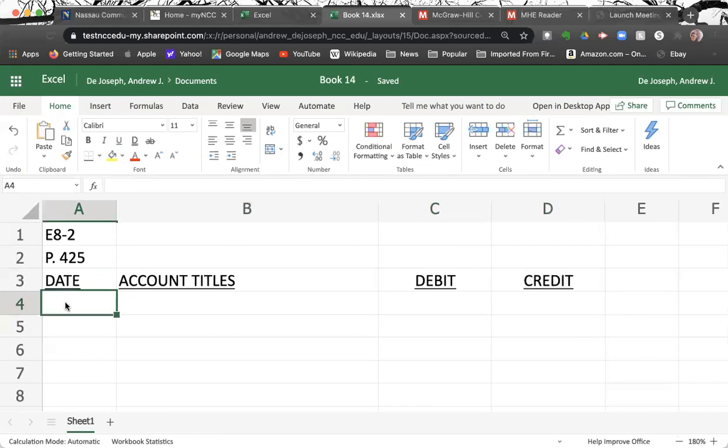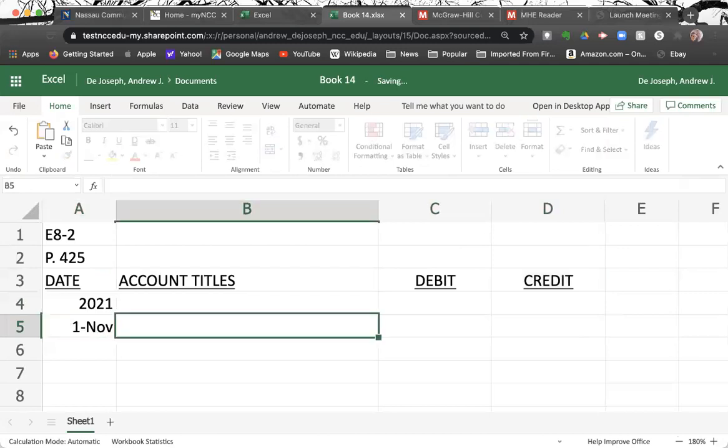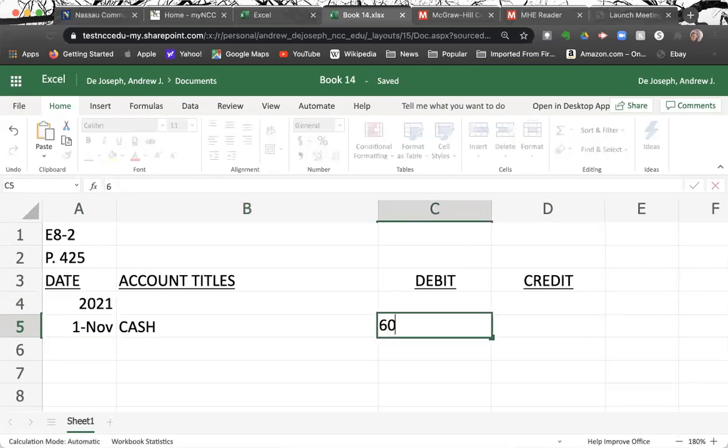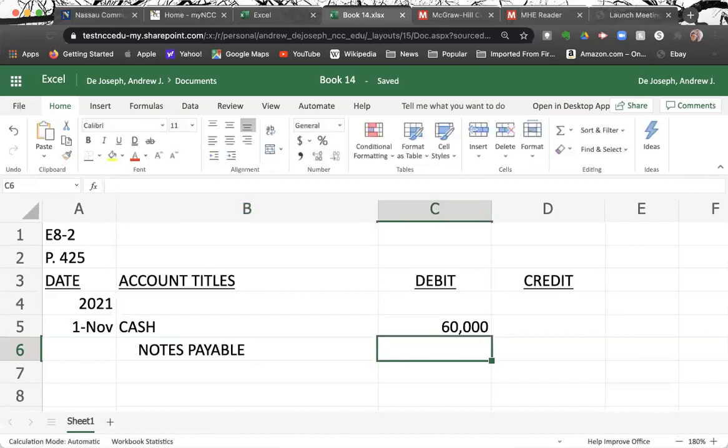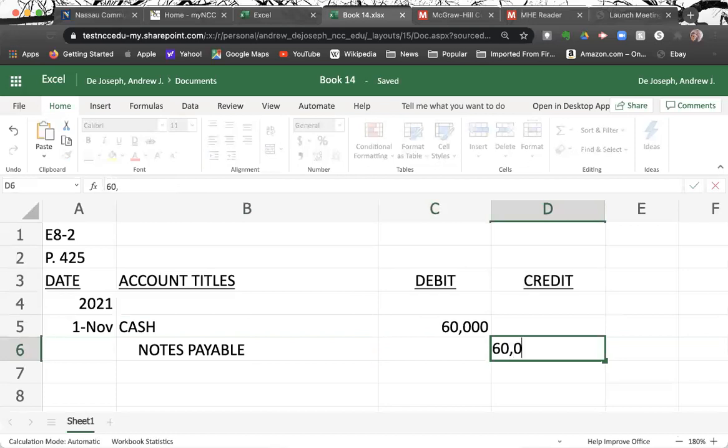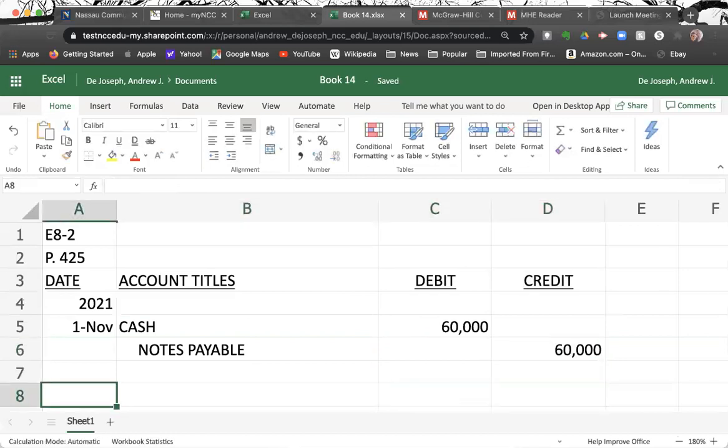Okay. So the first date we have to worry about is November 1st. Record the note payable. So on November 1st, they borrowed $60,000 in cash, debit cash, credit notes payable. Great.